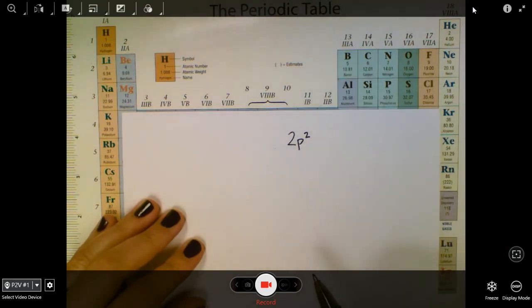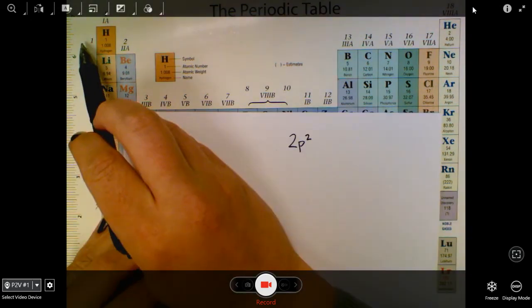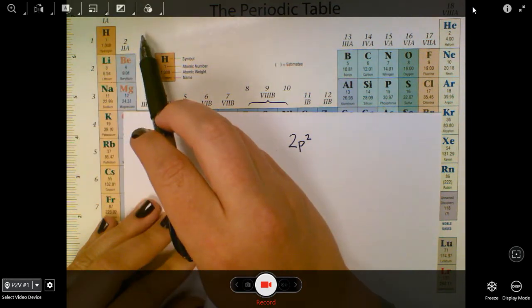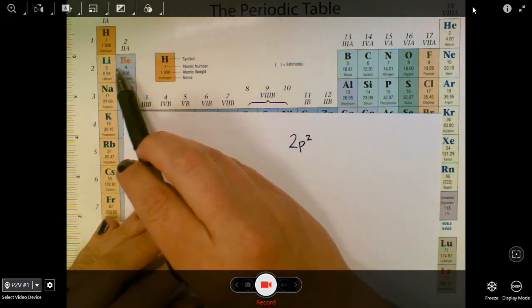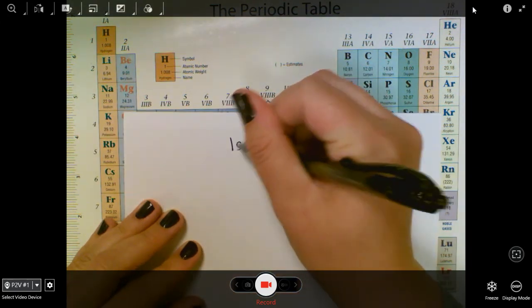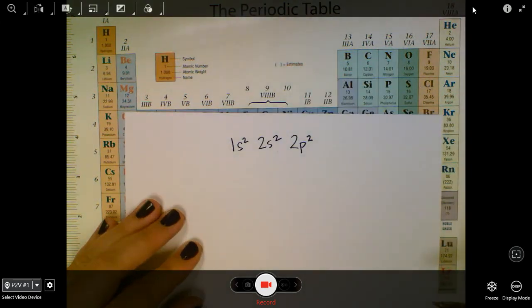All we have to do is fill in the electron configuration up until that point. If you think about starting here in your periodic table, we travel through the S block in the first period, so that's 1s. Then it's the 2s shell, and then we hit the 2p. So my electron configuration is going to be 1s2, 2s2, 2p2 for carbon. Okay?